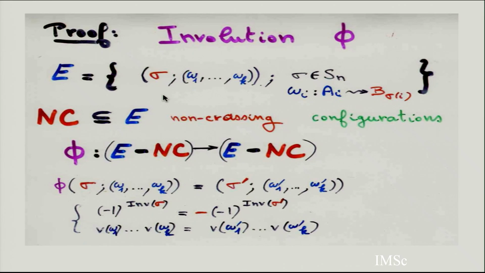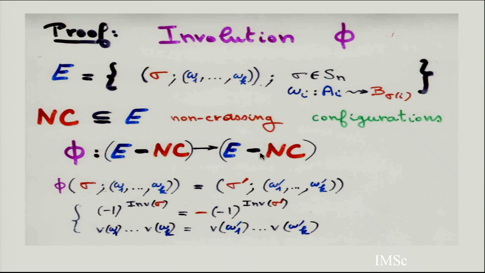So we are again going to have a killing involution. The configuration is: you have a certain permutation. Now I go back to the n by n matrix. Sorry, no, this should be S_k. And there are k paths, omega 1, omega 2, omega k. Omega i goes from a_i to b_sigma(i), so the permutation is in S_k, for a k by k matrix. And I take the configurations of non-crossing configuration.